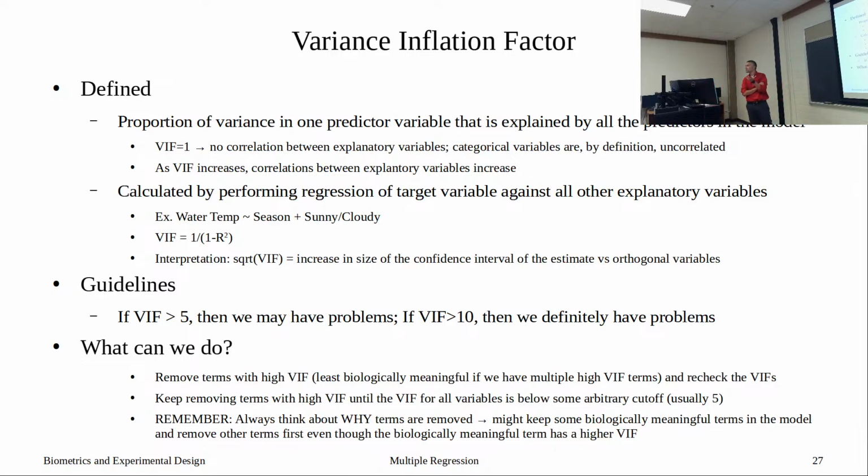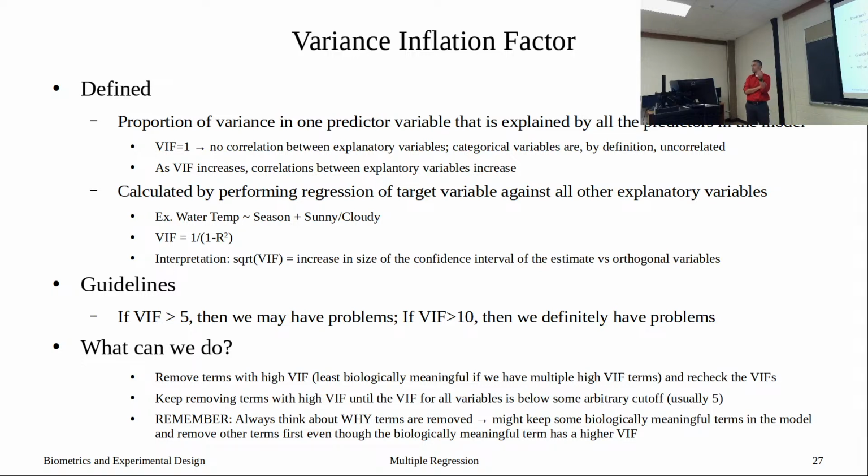So if we had season and water temperature, actually, let me change it to season, we'll say day of the year. So it's a continuous number. Which one's probably the least biologically significant? Probably day of the year.